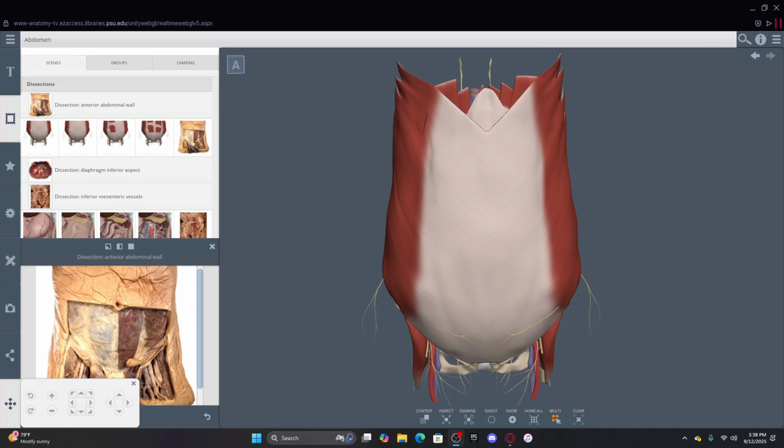Alright, guys, welcome to week 3 review. So, to get us started, I want us to orient ourselves, right? We're looking at the abdominal wall.